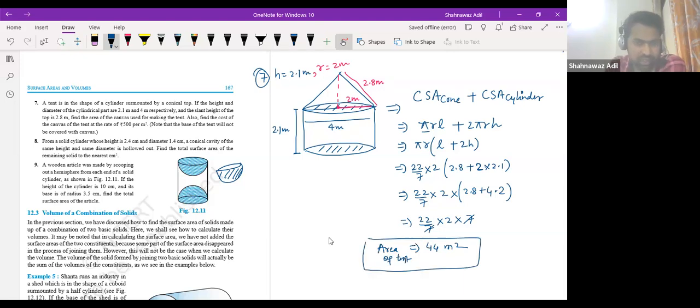So any doubt in this, guys? Note that the base of the tent will not be covered with canvas. Yes, of course, right? So we are not covering the base.